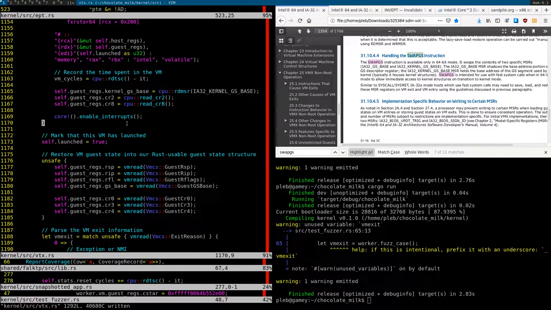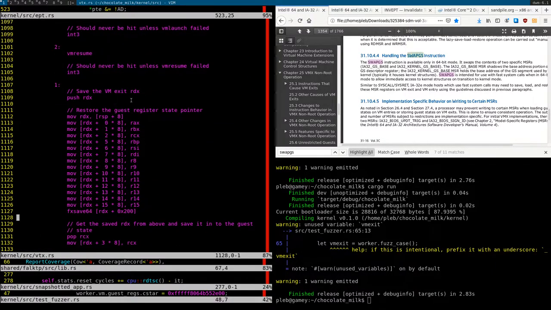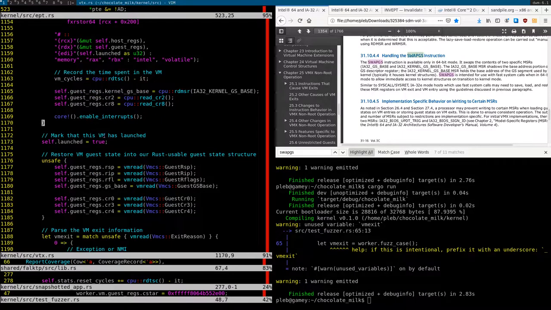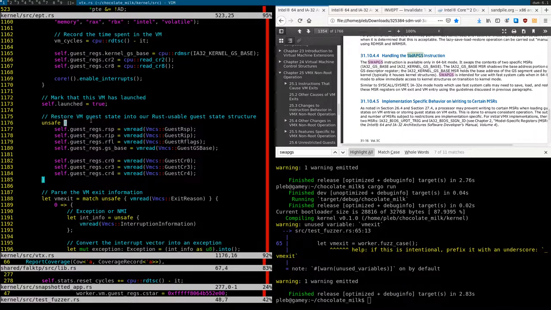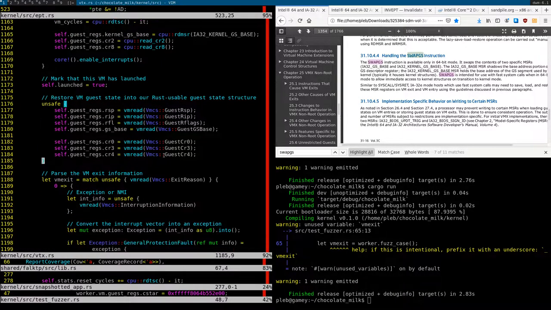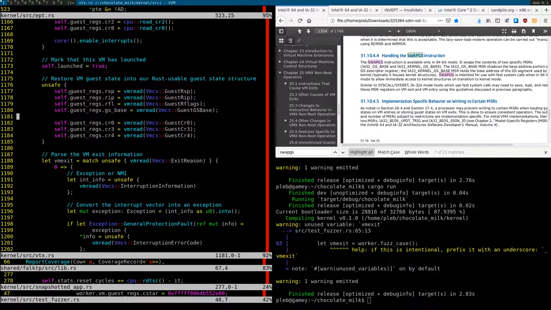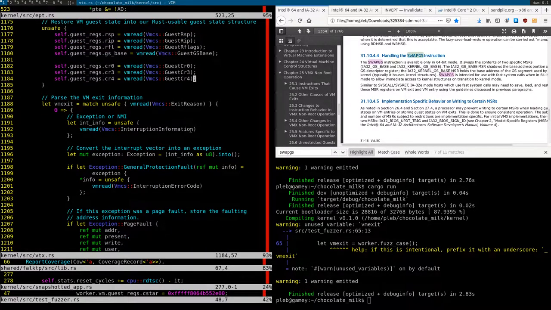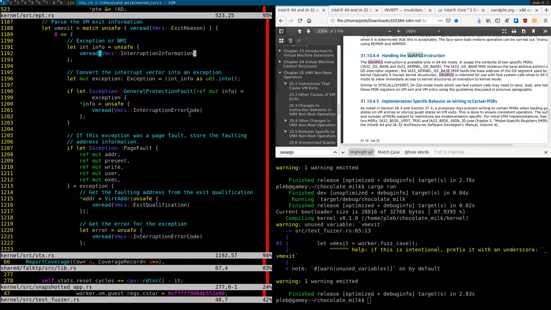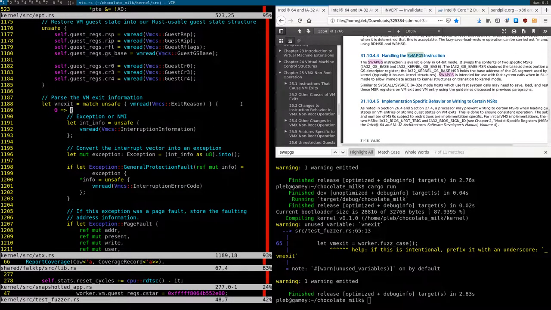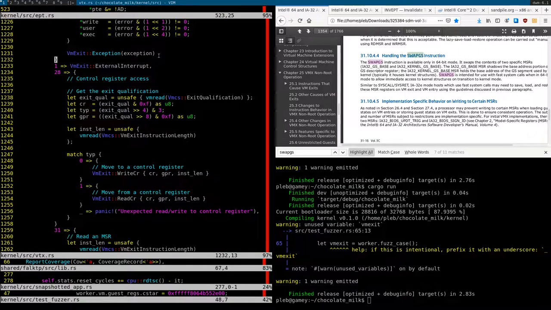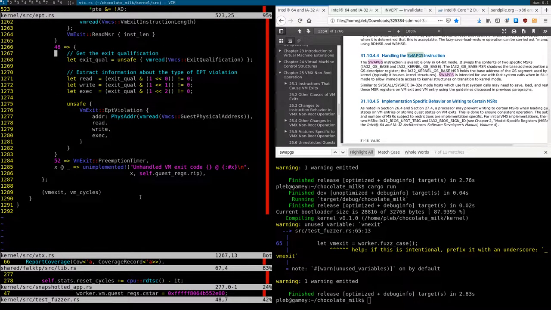Reading is cheaper though. Yeah, reading is super cheap. I technically only have to change that if it changes. Launched. These VM reads we just have to do. And then this is pretty cheap. We're just checking a value and then we're gonna decode what it is. All of this stuff is pretty cheap.